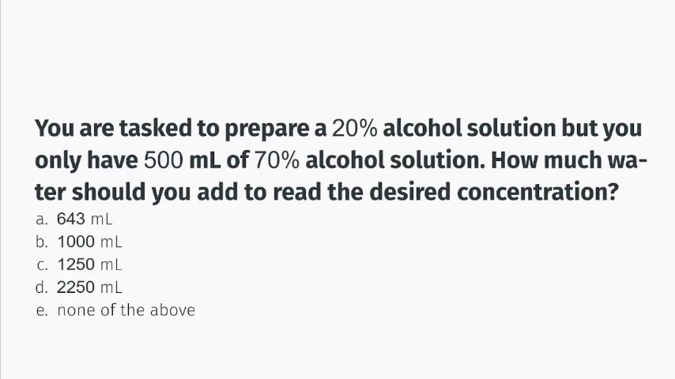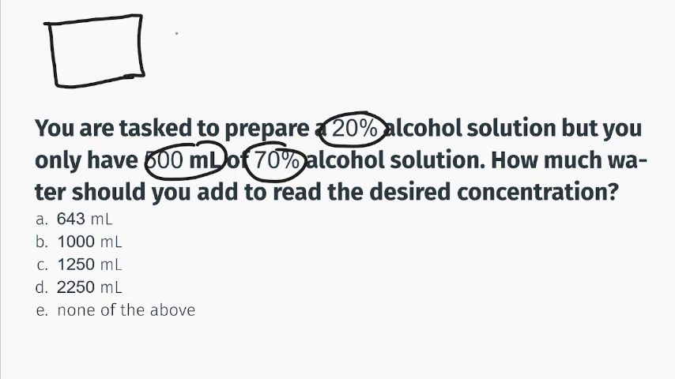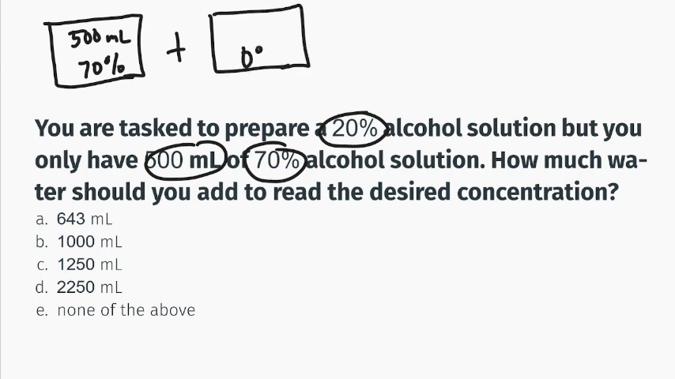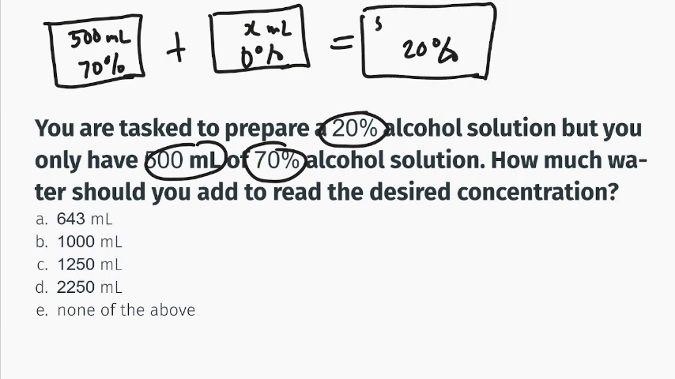So you are tasked to prepare a 20% alcohol solution, but you only have 500 ml of 70% alcohol. How much water should you add to reach the desired concentration? So okay, let's model this in boxes. So what I have right now is 500 ml of 70% solution of alcohol, and I have here water of certain X ml, and I want this to result in a 20% solution of alcohol, and we have here a total volume of 500 plus X ml.